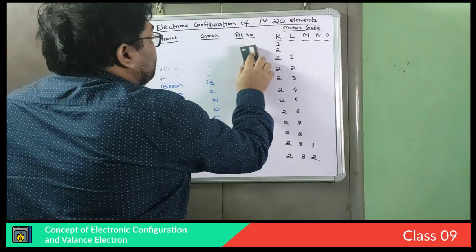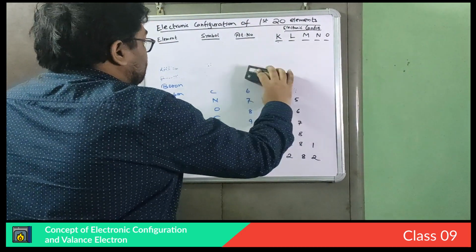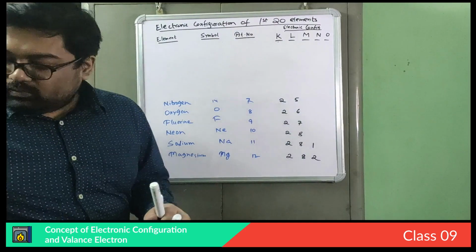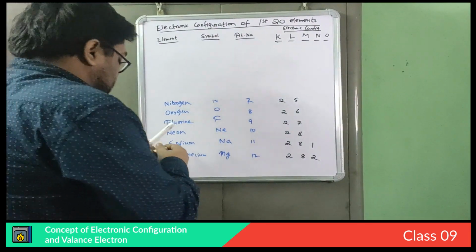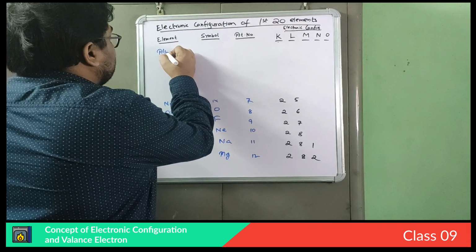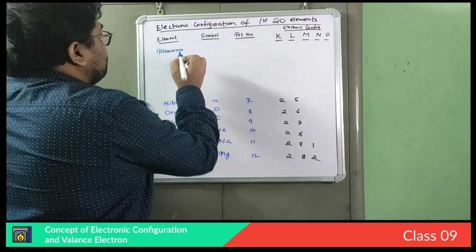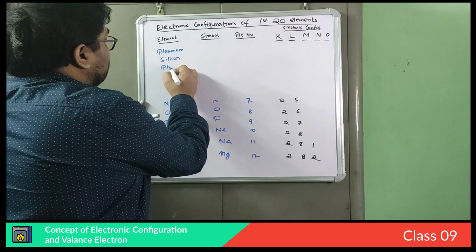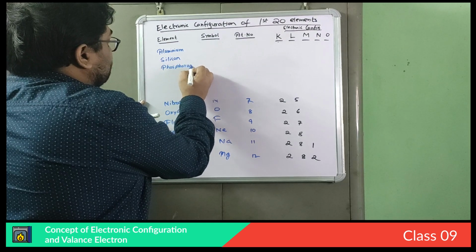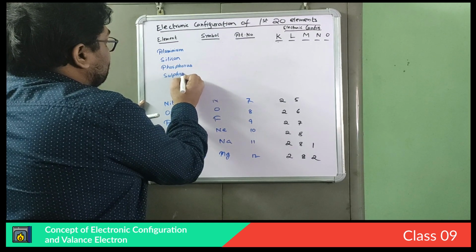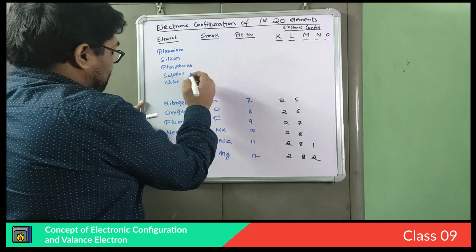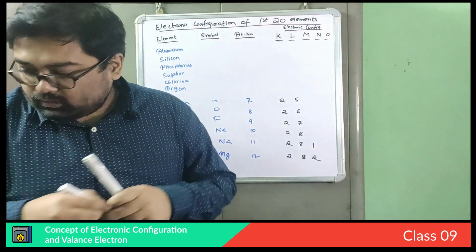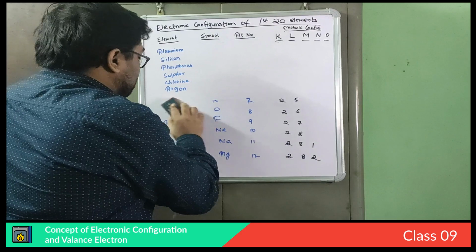I'm just rubbing the upper portions so as to complete the 20 elements, right? Okay, number 13 is aluminium, then silicon, phosphorus, sulfur, chlorine, argon, and the last two are potassium and calcium.